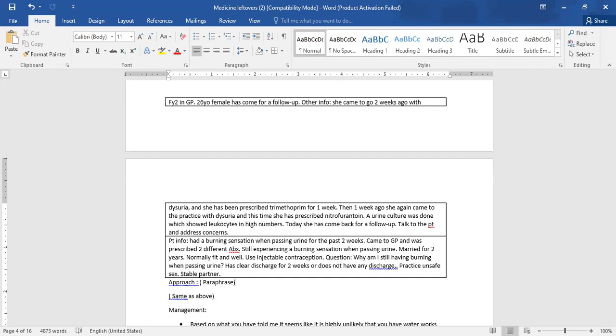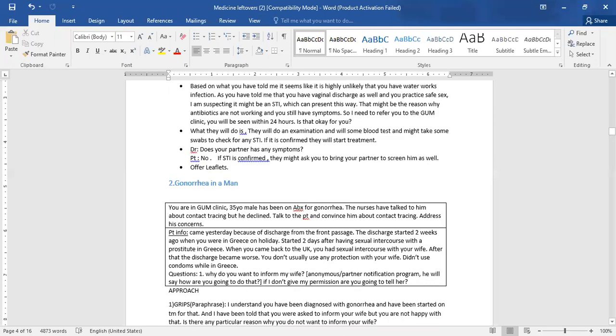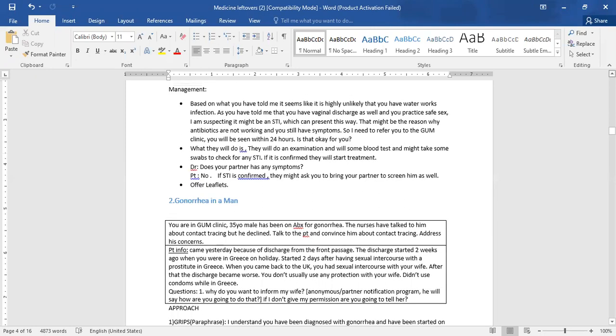Now, the patient info is she had a burning sensation while passing urine for the past 2 weeks and came to the GP and was prescribed 2 different antibiotics, still experiencing a burning sensation. Married for 2 years, normally fit and well, uses injectable contraception. Also, this scenario can come in two ways. She can say, yes, I have clear discharge for 2 weeks, or she might not have any discharge. Okay. And the question she would ask is, why am I still having a burning sensation when passing urine?